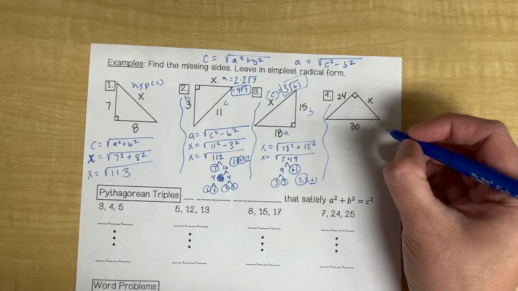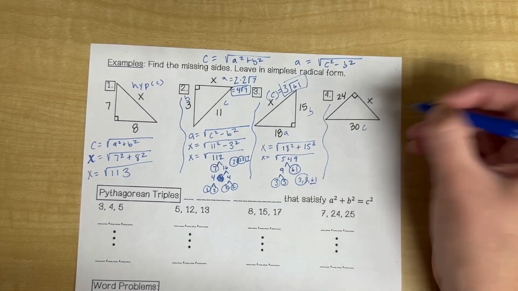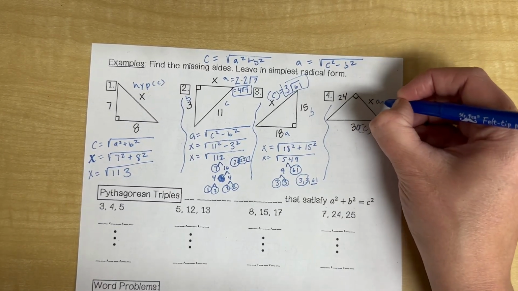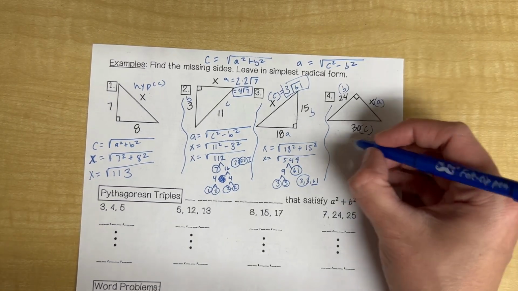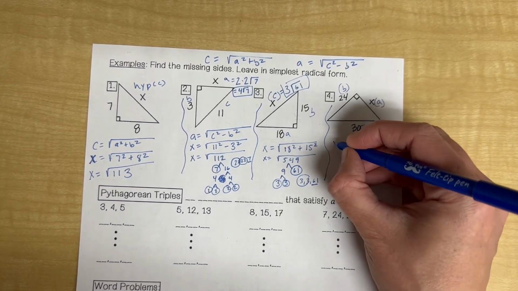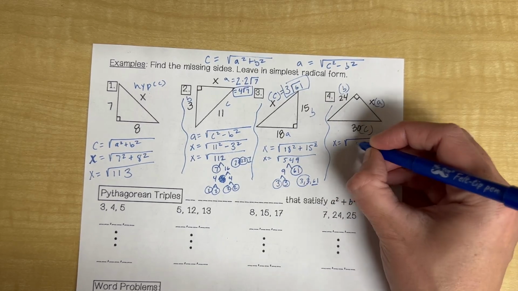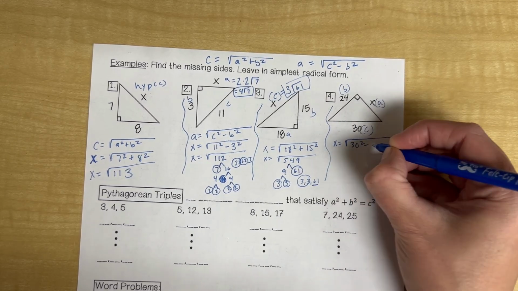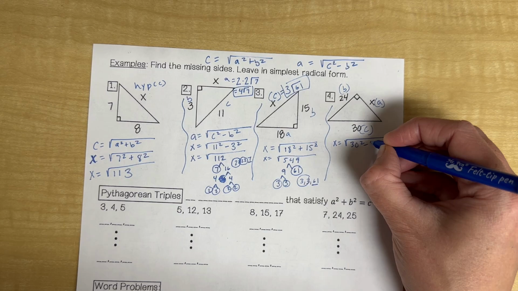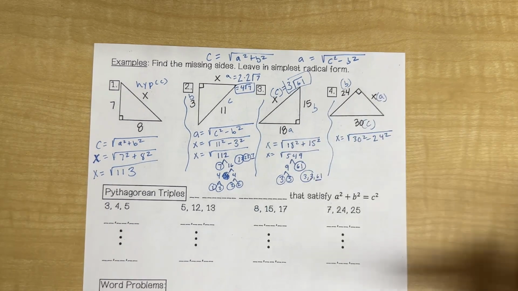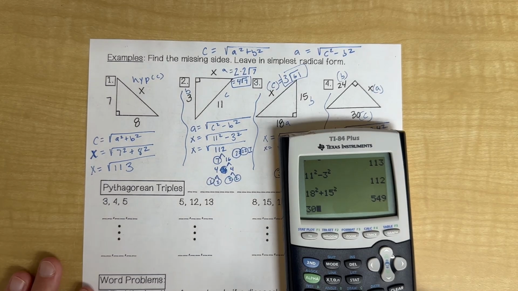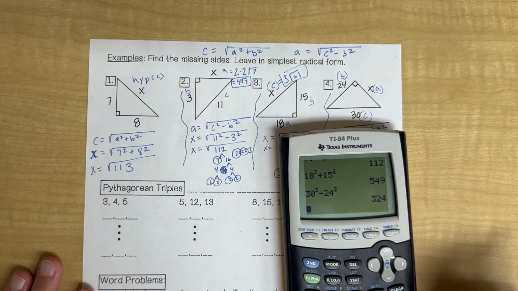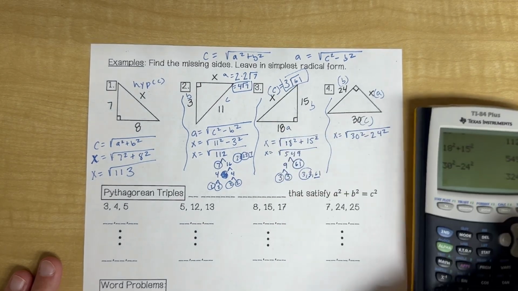All right, last one. What are we looking for? This is C, so the other two are A and B. The unknown is A, and the one we know is B. So how do we solve for A? A leg is equal to the hypotenuse squared minus the side we know squared. So 30 squared minus 24 squared equals 324.